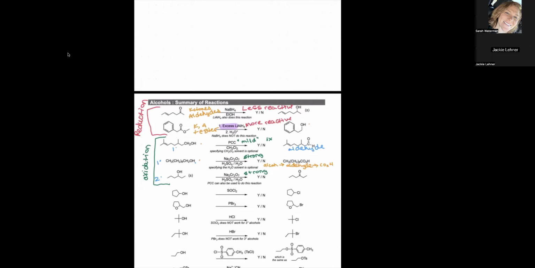But if you only want it to go to an aldehyde, then you use PCC because it's mild, right? It doesn't react as much. And then for this one, obviously, if you have a first degree alcohol with chromium, you will go all the way to a carboxylic acid. If you have a second degree, you'll go to a ketone. So this is obviously alcohol to ketone, right? And these are both first degree, but this will only go to an aldehyde for PCC. So that's how you control the mechanism.